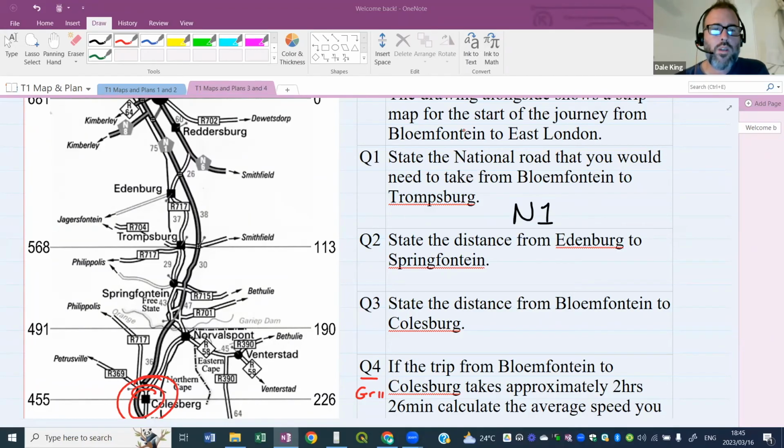Bloemfontein to Colesberg. Anyone? All right. It's all the way down to Colesberg. 226. Very good. Well done, guys. Well done, Sambulo. Well done, Menzi. Good job, Nicholas. 226. How are they getting this? They're looking on the side here now.